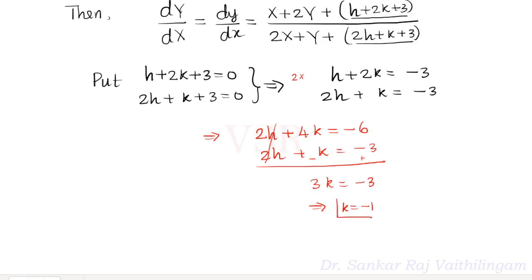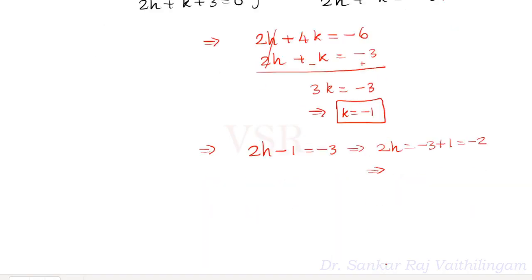ஓகே, சரி, இப்போ k equal to minus 1 இதில் சப்ஸ்டிட் பண்ணிடலாமா? ரெண்டாவது ஈக்குவேஷனில் சப்ஸ்டிட் பண்ணலாம். சப்ஸ்டிட் பண்ணிங்கன்னா என்ன கிடைக்கும்? So this implies that 2h plus k, அப்போ minus 1, equals minus 3. So 2h equals minus 3 plus 1, which is minus 2. So this implies that h is equal to minus 1.